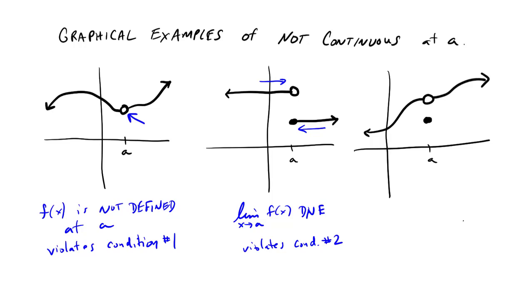So in this last graph here, we see the function is defined at a, and the limit going from both sides does seem to equal the same thing. So the limit exists and the function value exists. It's just that they're not the same. So the limit as x approaches a of f of x, which exists, does not equal f of a. So this violates condition number 3.